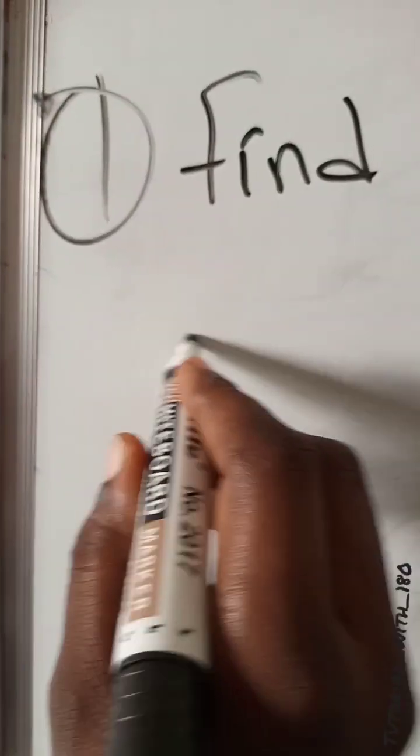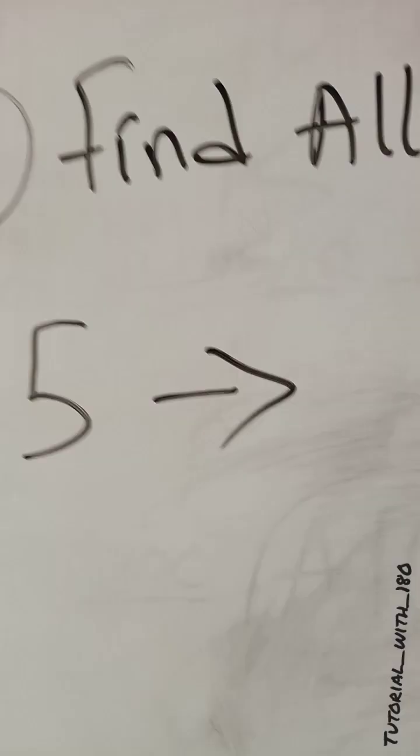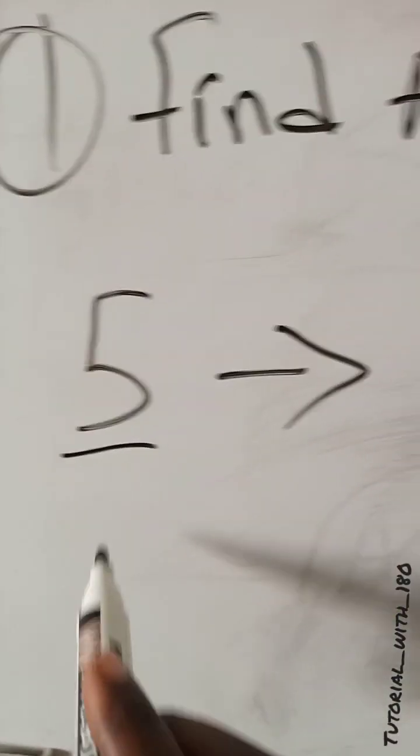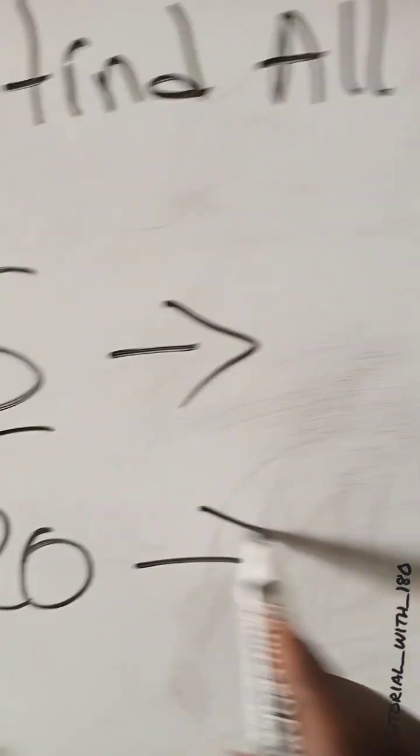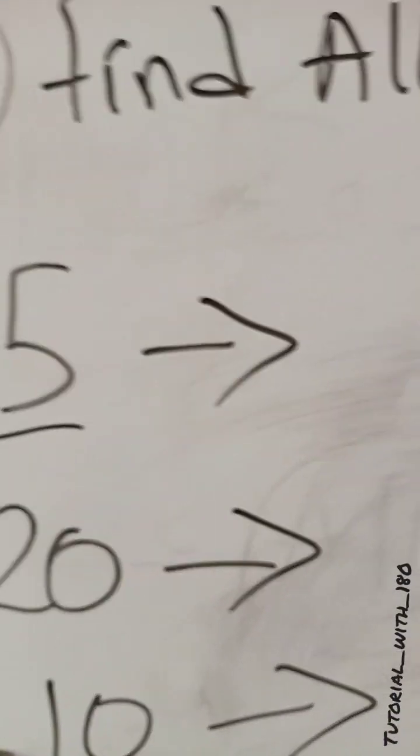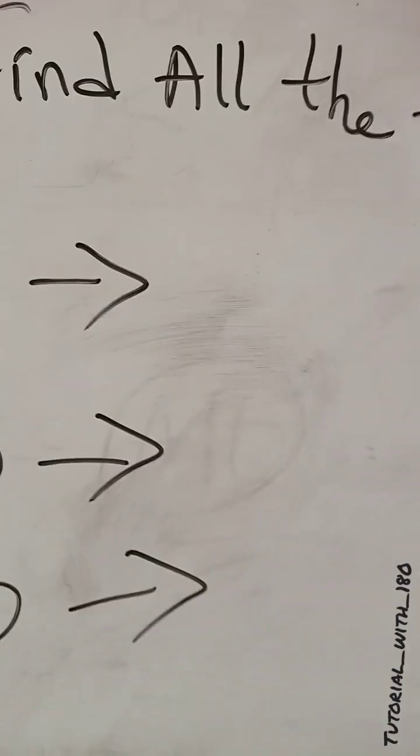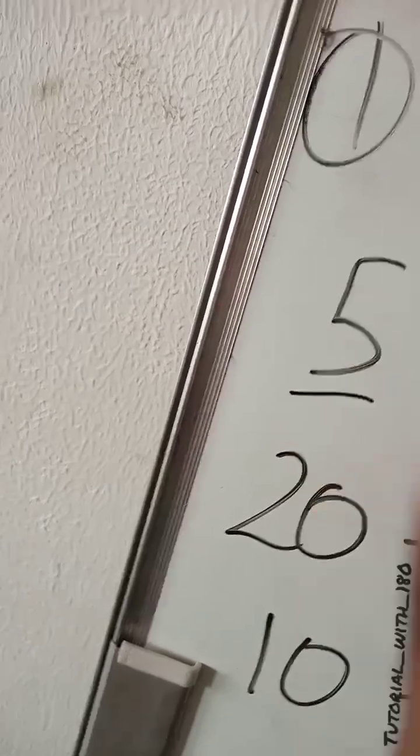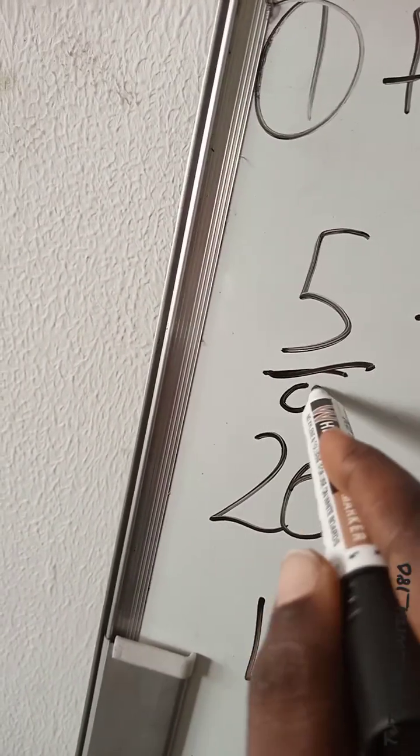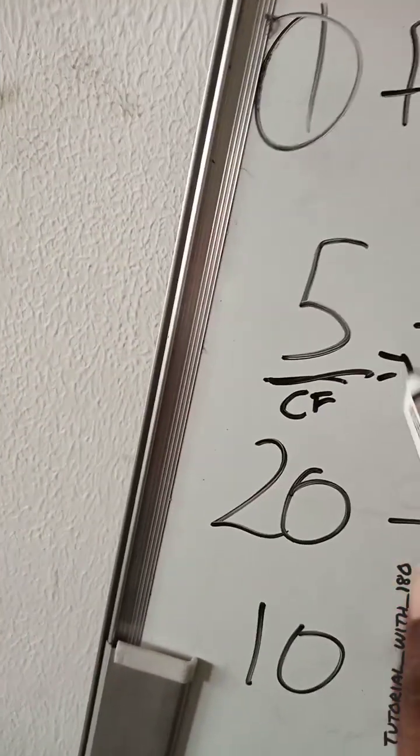That means 5. What are the factors of 5, of 10, of 20? And I explained that common factors are numbers that, when dividing this 5, that is 5 divided by the common factor, must give you a whole number.